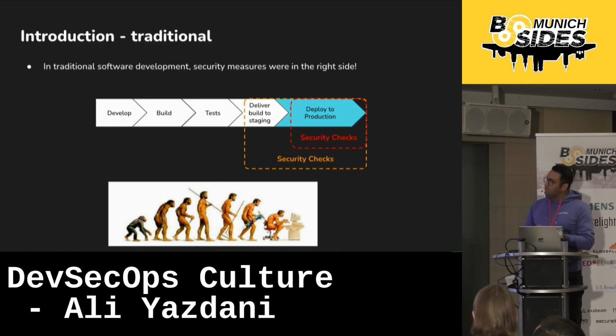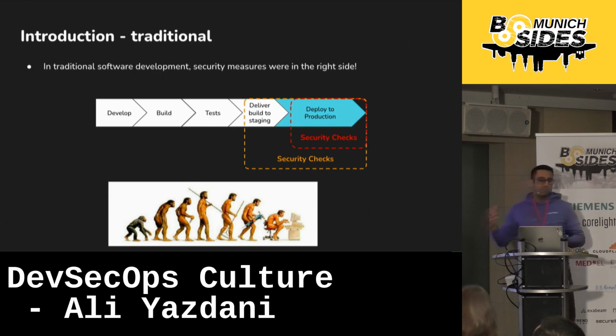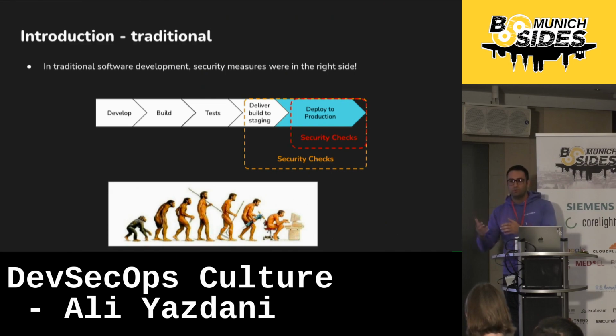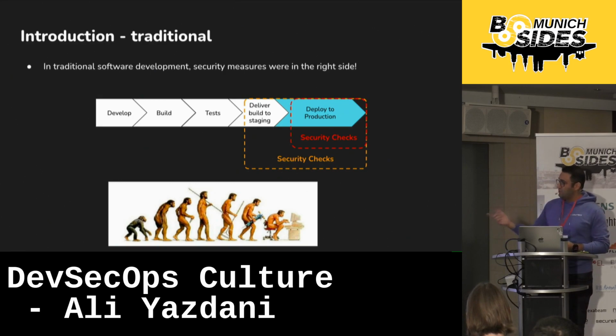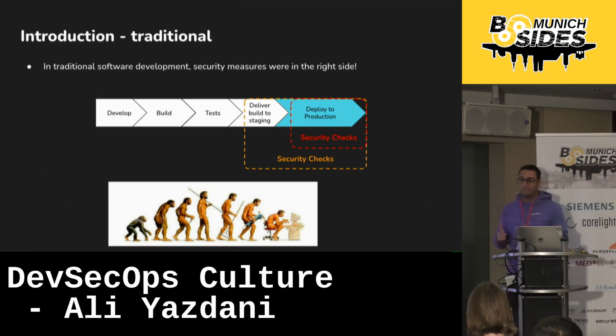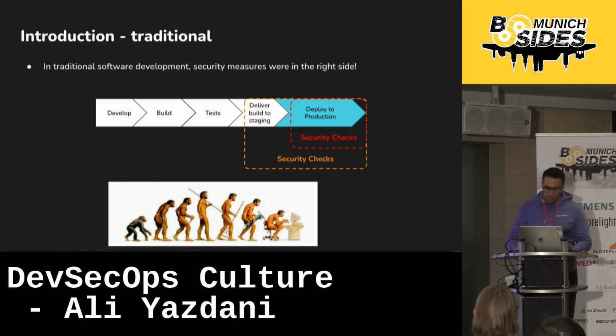In traditional software development, security measures were on the right side of the development. When the product was ready to push to production or pre-production, we had some security tests. If you were lucky, you got informed as a security engineer that the application was ready to test in pre-production. If you were not lucky enough, you had to meet the application when it was up and running in the production environment.